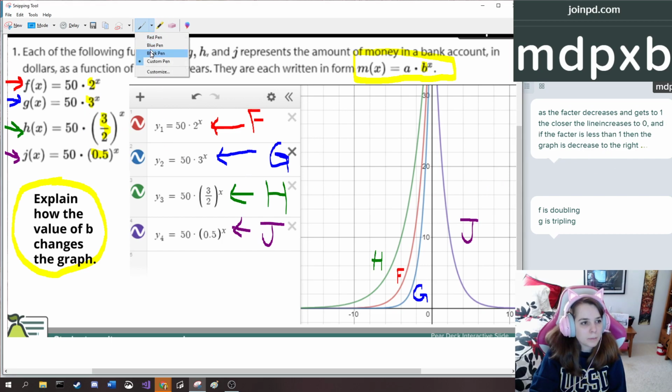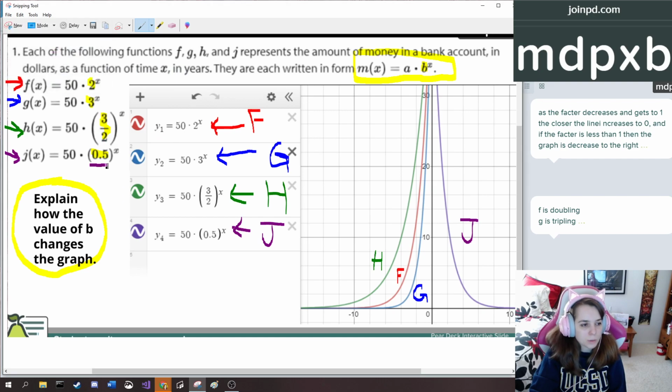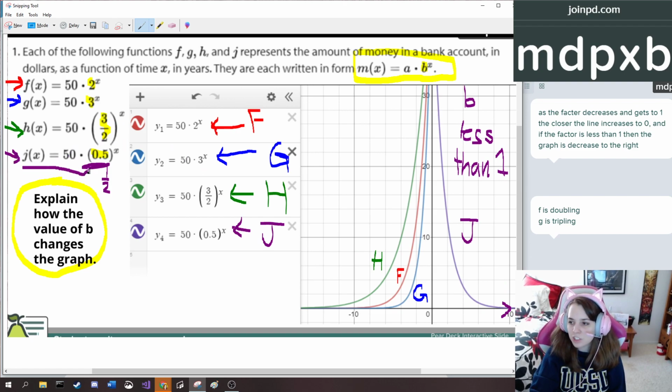It looks like what the student is saying here is that if this growth factor is less than 1, so 0.5, 1 over 2, is definitely less than 1, and anything less than 1 is going to be decreasing. So J seems to be the only one that's going in the other direction, and that's because the b value is less than 1. So that's a good observation for function J, that b is less than 1, so it's going in this direction.